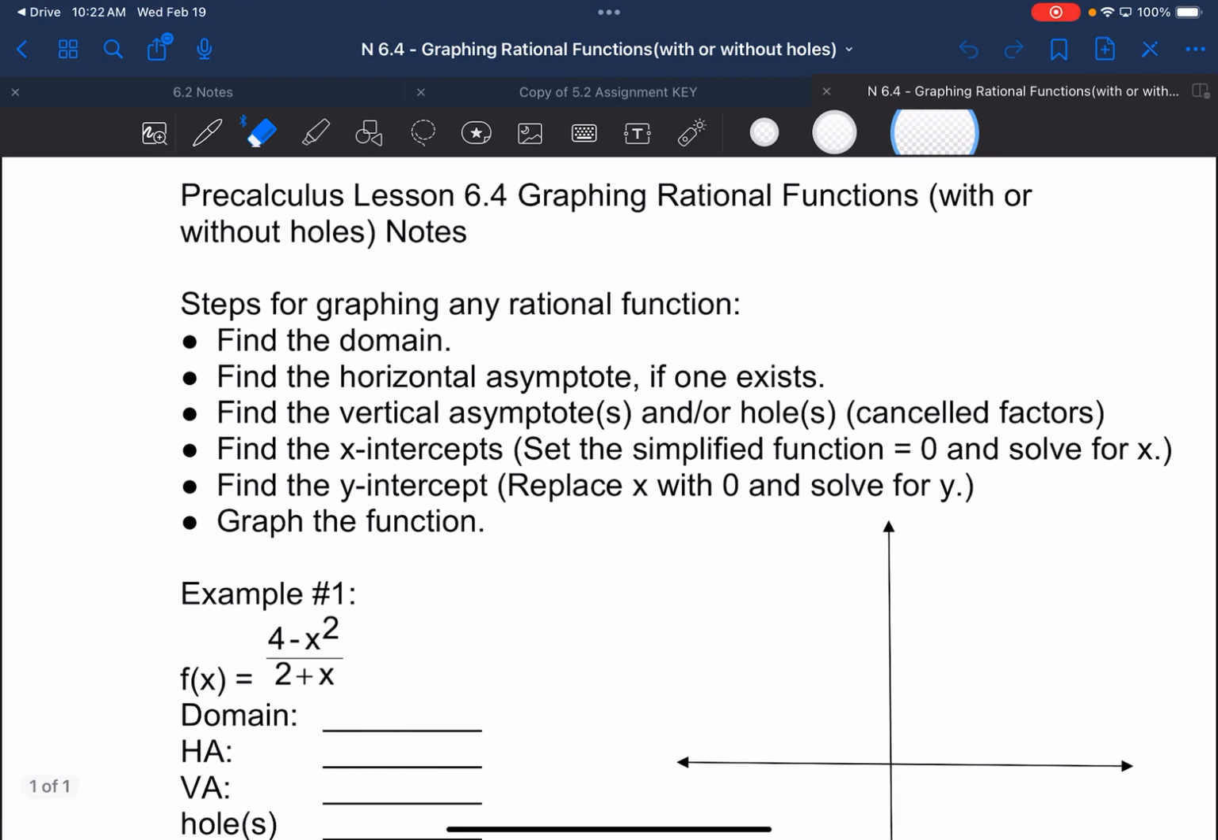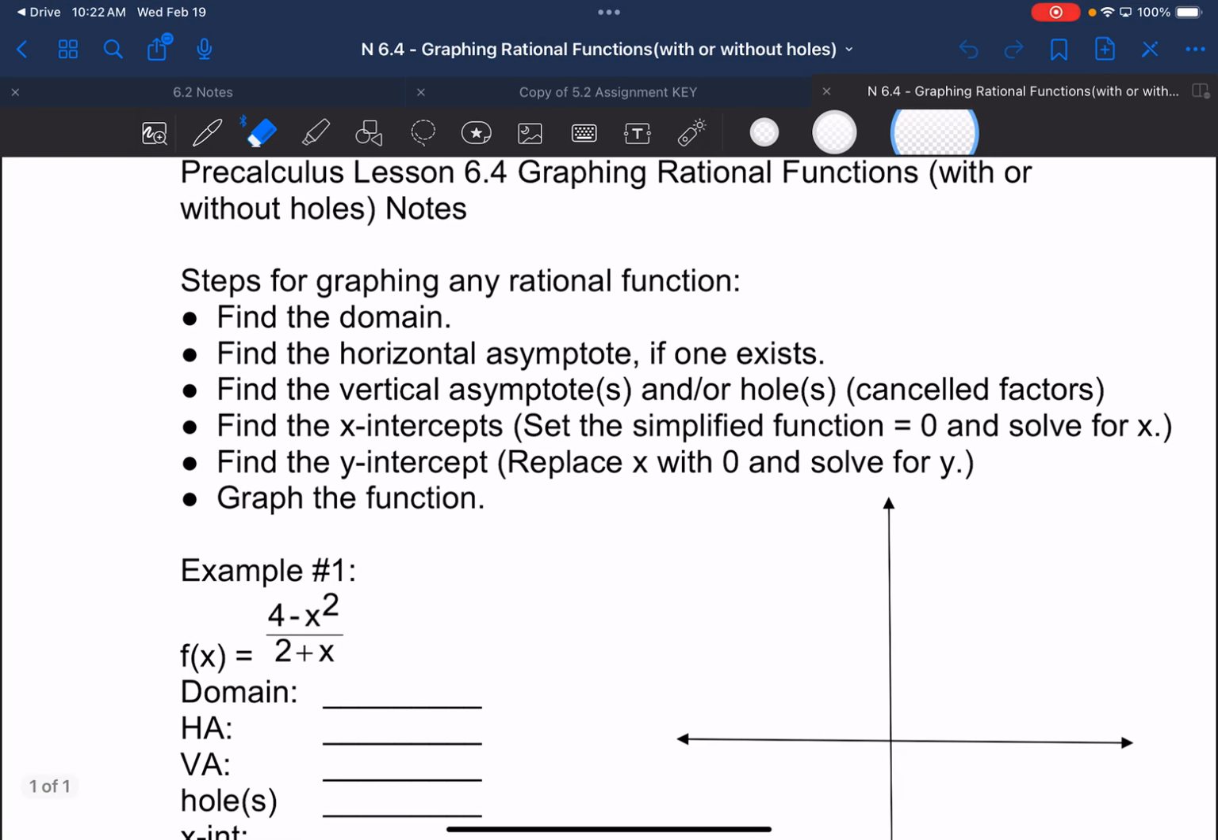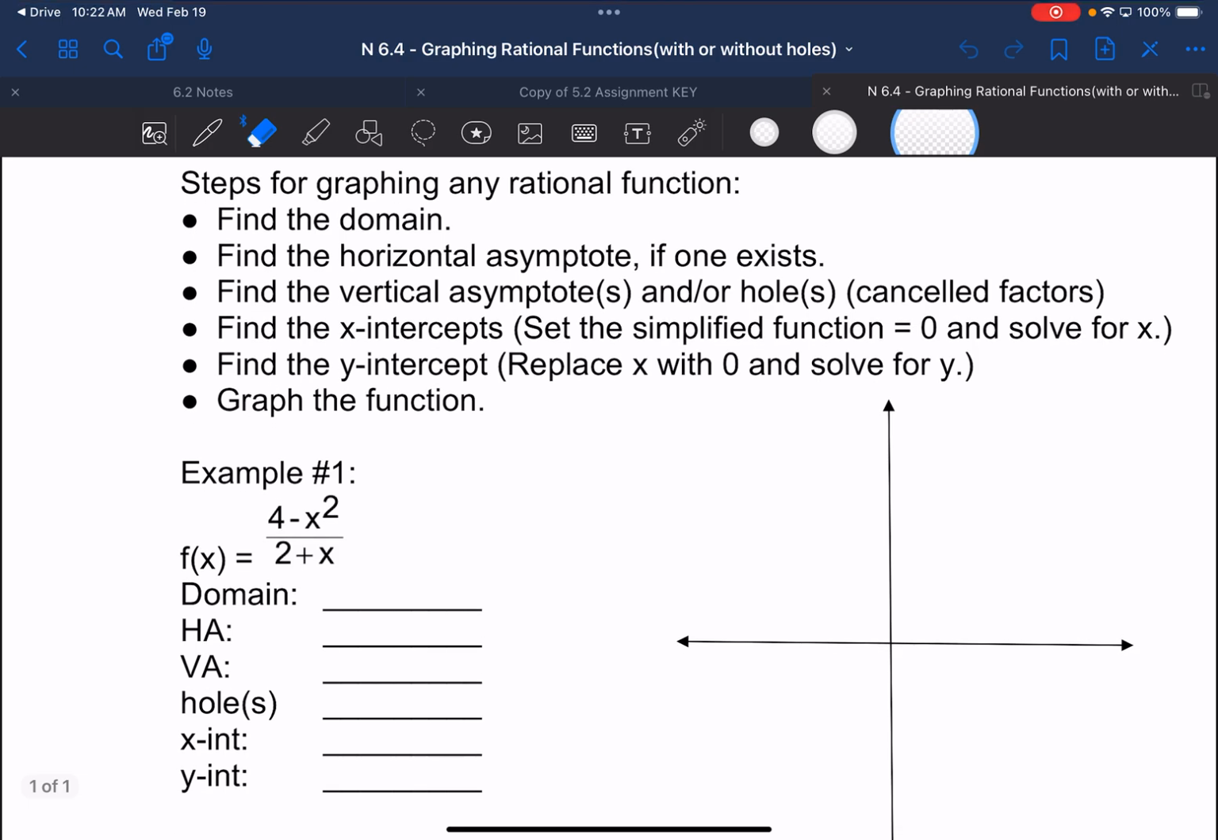Right? It says that we would find the domain, the asymptotes, x-intercepts, y-intercepts, and then we can graph. But remember, yesterday, that first bullet point said we should go ahead and factor, right? So let's go ahead and do that. On number 1, that's a difference of squares there on top, right?